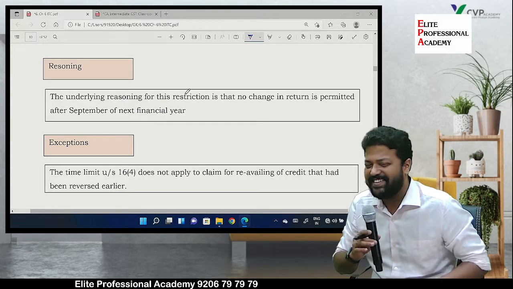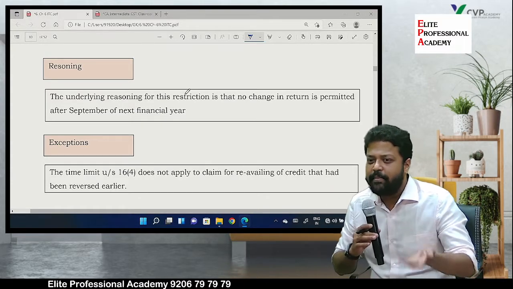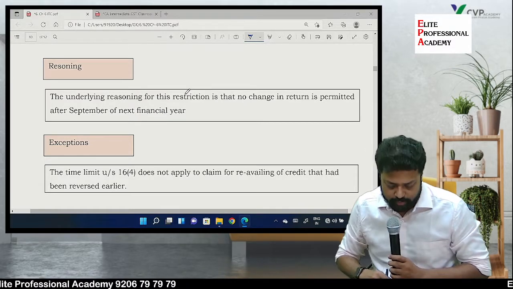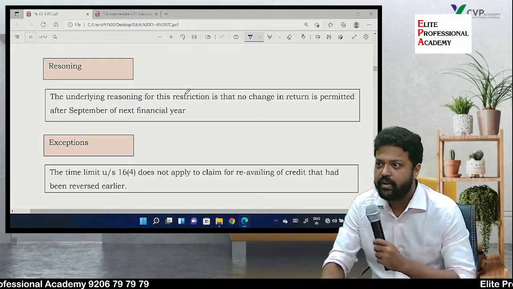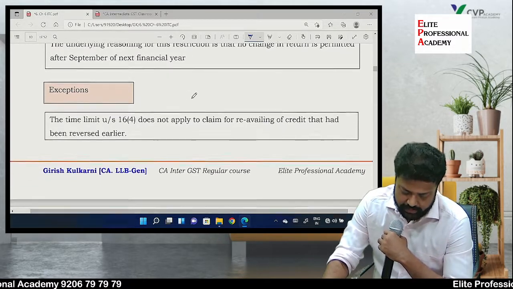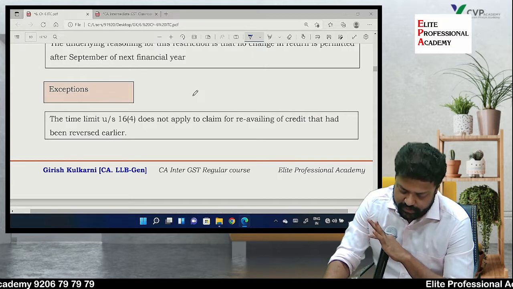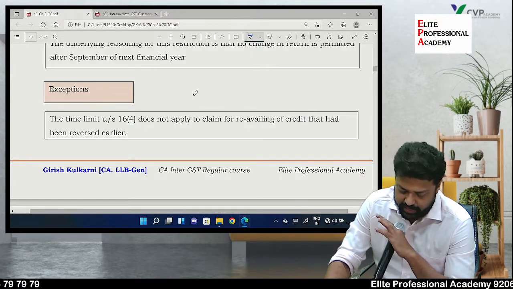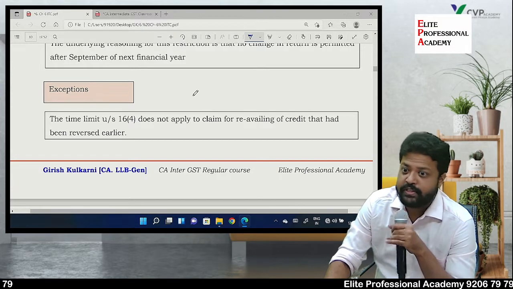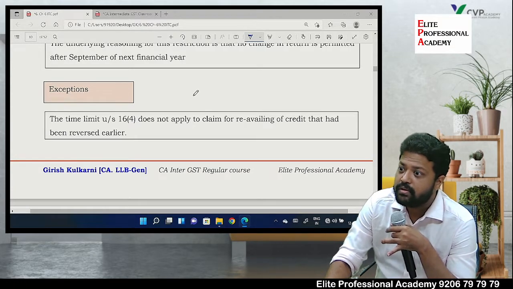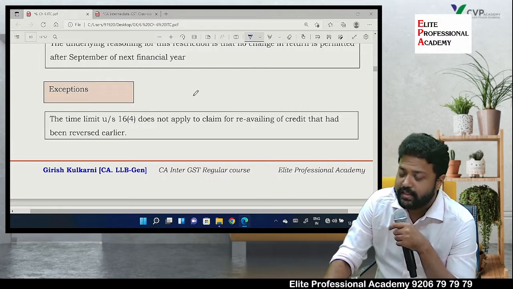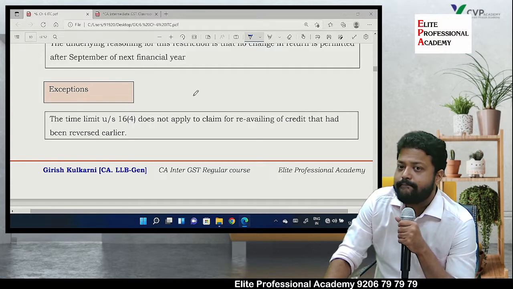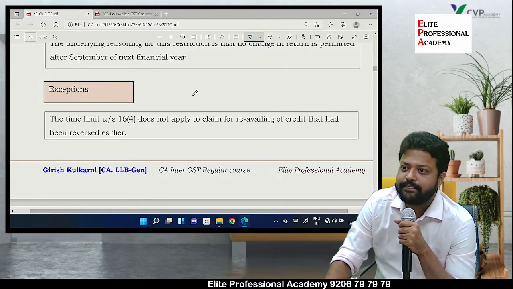Depends upon that decision. Obviously, the department will again challenge it in the Supreme Court, and the matter will be ultimately settled by the Supreme Court. Anyway, so that is the discussion about section 16.4. Exception is that the time limit of 16.4 does not apply to reclaim or claim for re-availment of credit that has been reversed earlier. Now, which is this situation they are talking about? Which is this situation that they are talking about? Exception to 16.4. Come on.